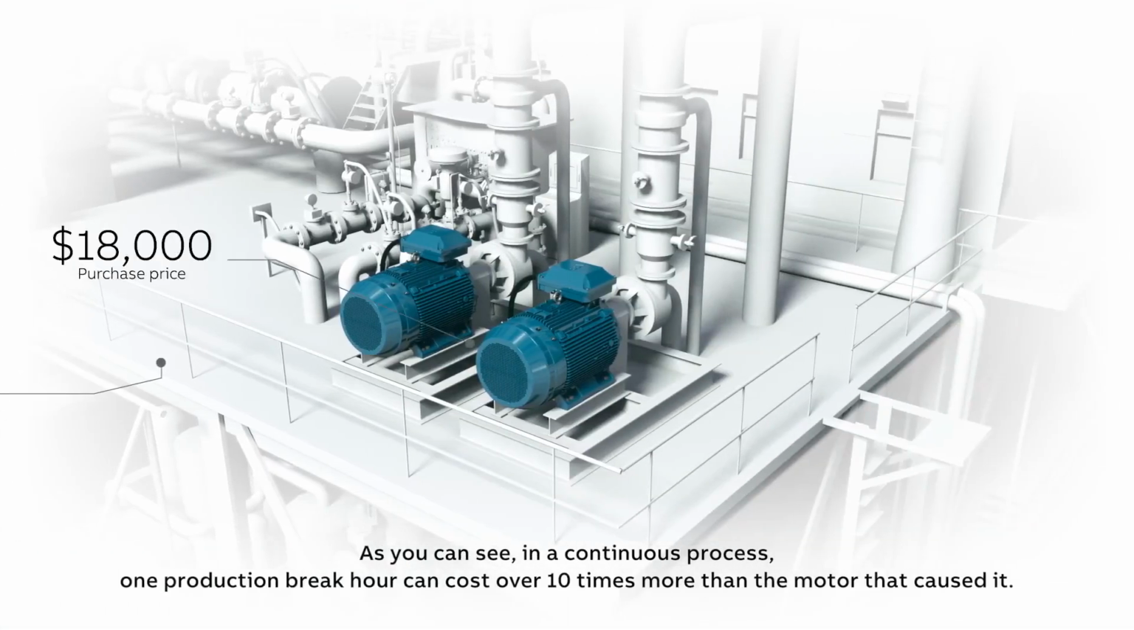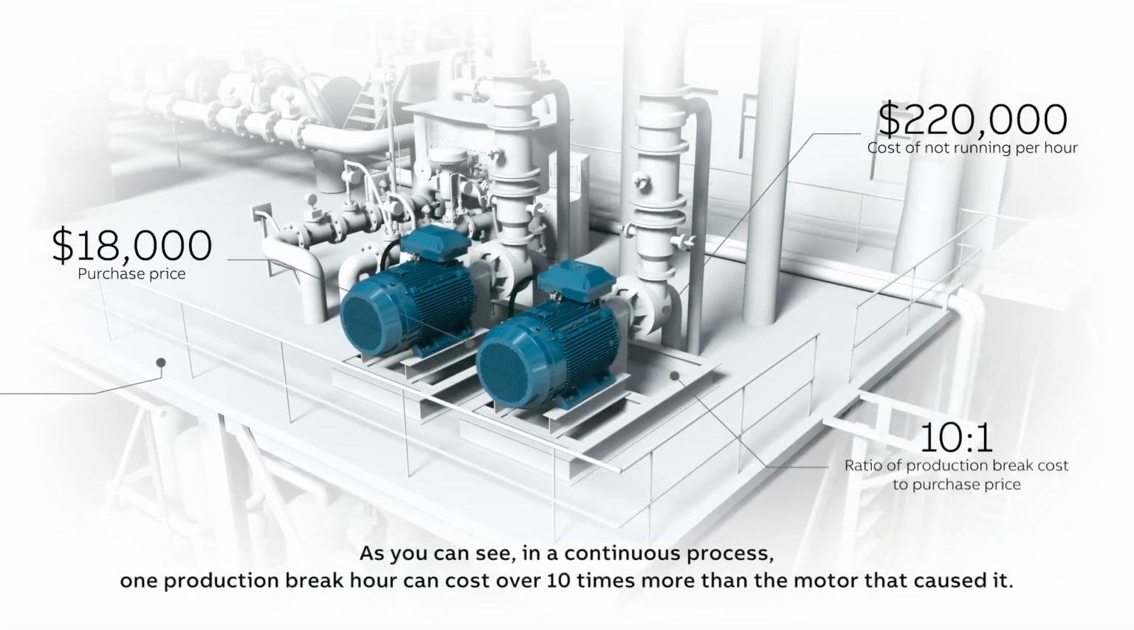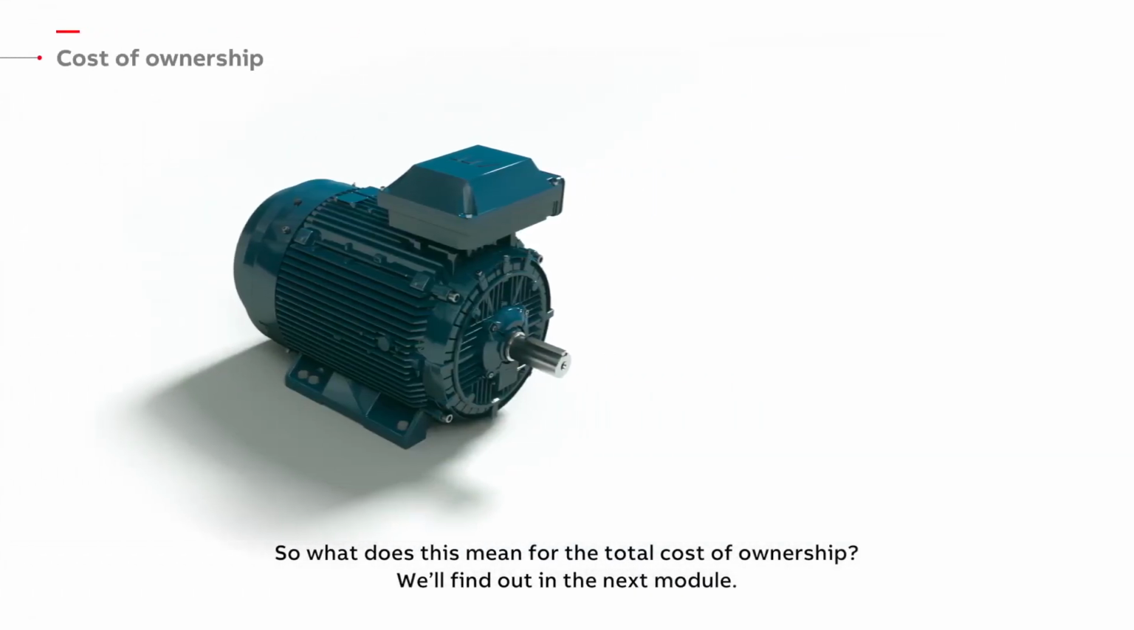As you can see, in a continuous process, one production break hour can cost over 10 times more than the motor that caused it. So what does this mean for the total cost of ownership? We'll find out in the next module.